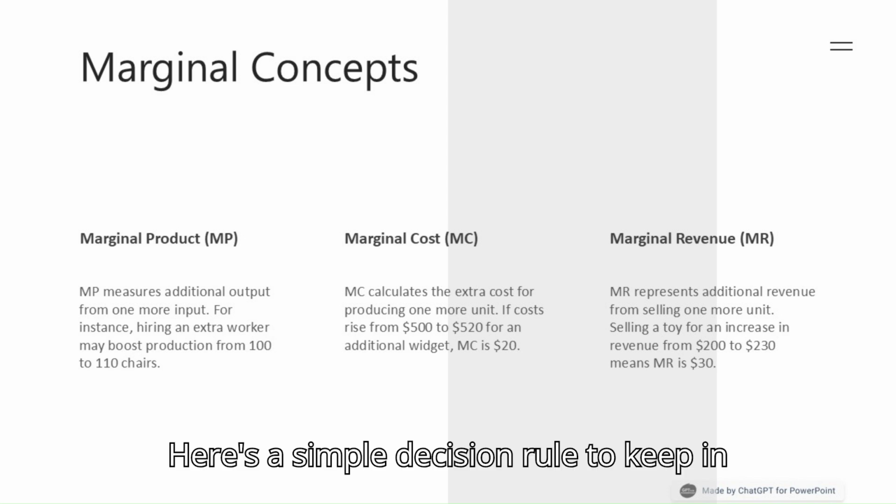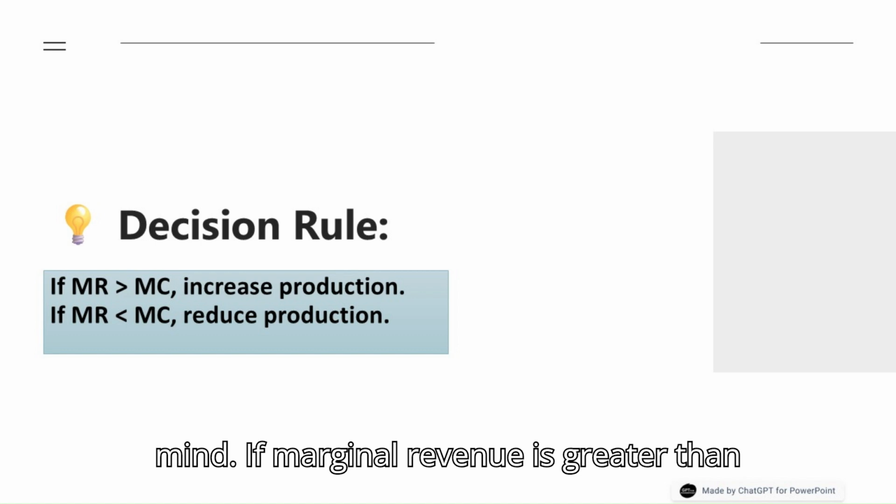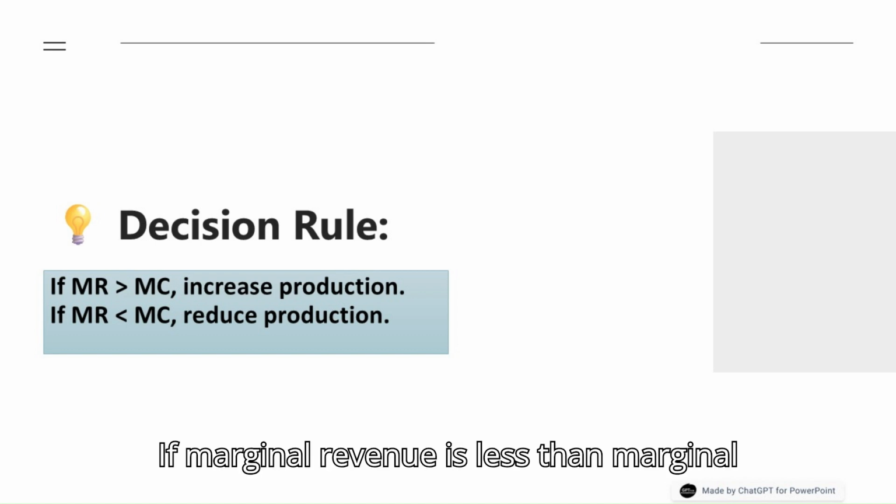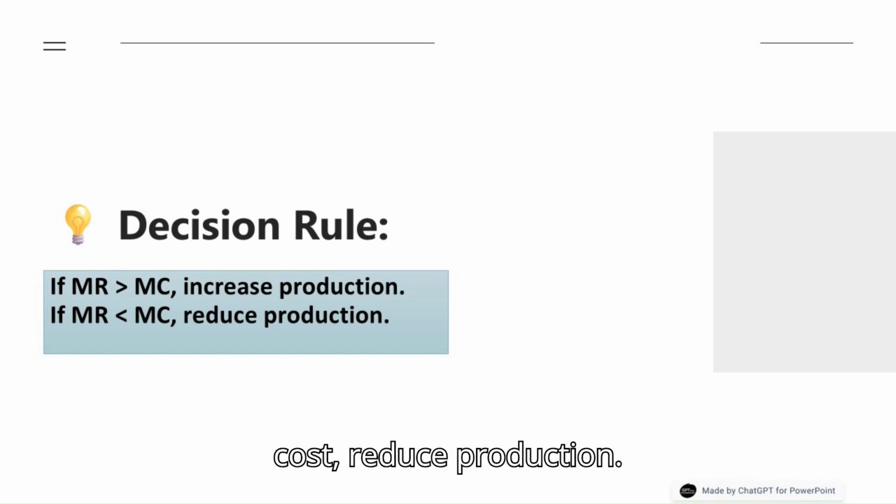Here's a simple decision rule to keep in mind. If marginal revenue is greater than marginal cost, increase production. If marginal revenue is less than marginal cost, reduce production.